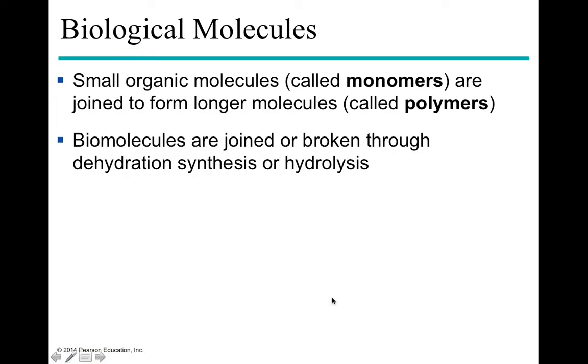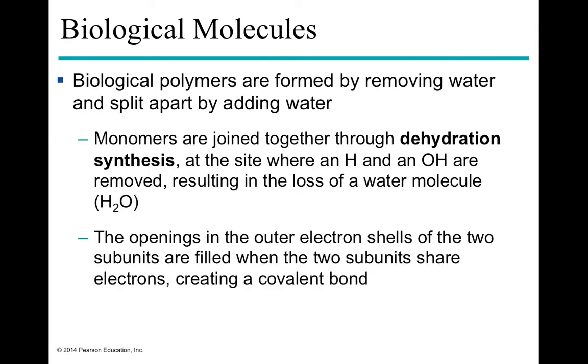All right, as I mentioned, the smaller organic molecules, the very smallest form of that organic molecule that still keeps its form as a molecule, is called a monomer. And when we put them together, 2 together makes a dimer, 3 would make a trimer, and as they get longer and longer, they're simply called a polymer. And these are created by dehydration synthesis or hydrolysis. So what do I mean by that?